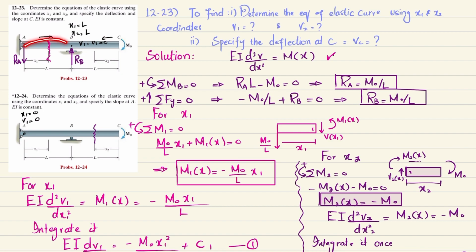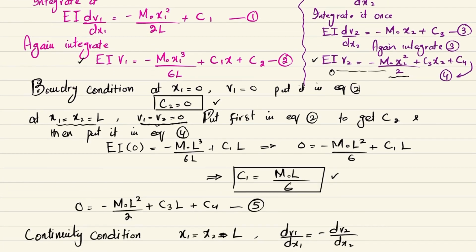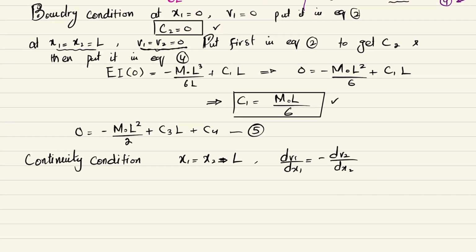Since you have a deflection like this, you can see at this point, if you draw a tangent to this one, the slope at this point, dv1 over dx1, is equal to minus dv2 over dx2. Why minus? Because x1 is from this coordinate and x2 is from this coordinate. They are opposite to each other, so the angle will be the same, but there will be a minus sign. So you have to put this condition x1 is equal to x2 is equal to L in dv1 over dx1, and then put it in dv2 over dx2, and then equate them.